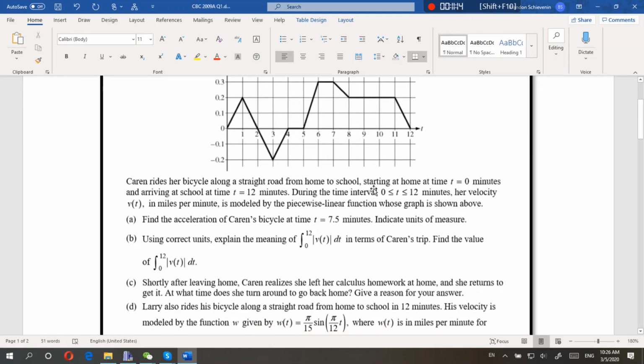Right. Shortly after leaving home, Karen realized she left her calculus homework at home, so she returns to get it. At what time did she turn around to go back home, and why? How do you know? Wait, can you send the picture? Oh, wait. Shortly after leaving home. Oh, so when she turned around, it means that her velocity is 0. So it's going to be at time 2.